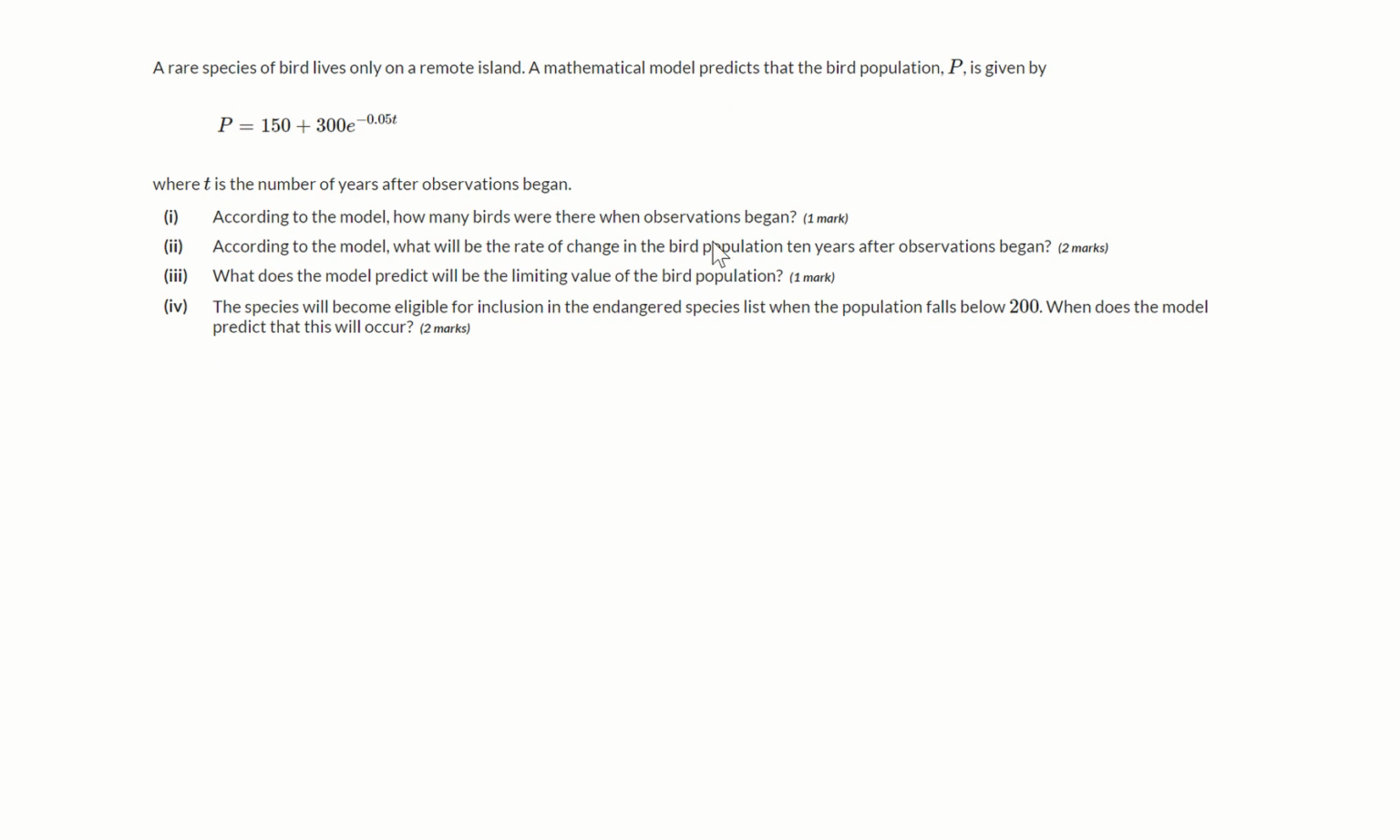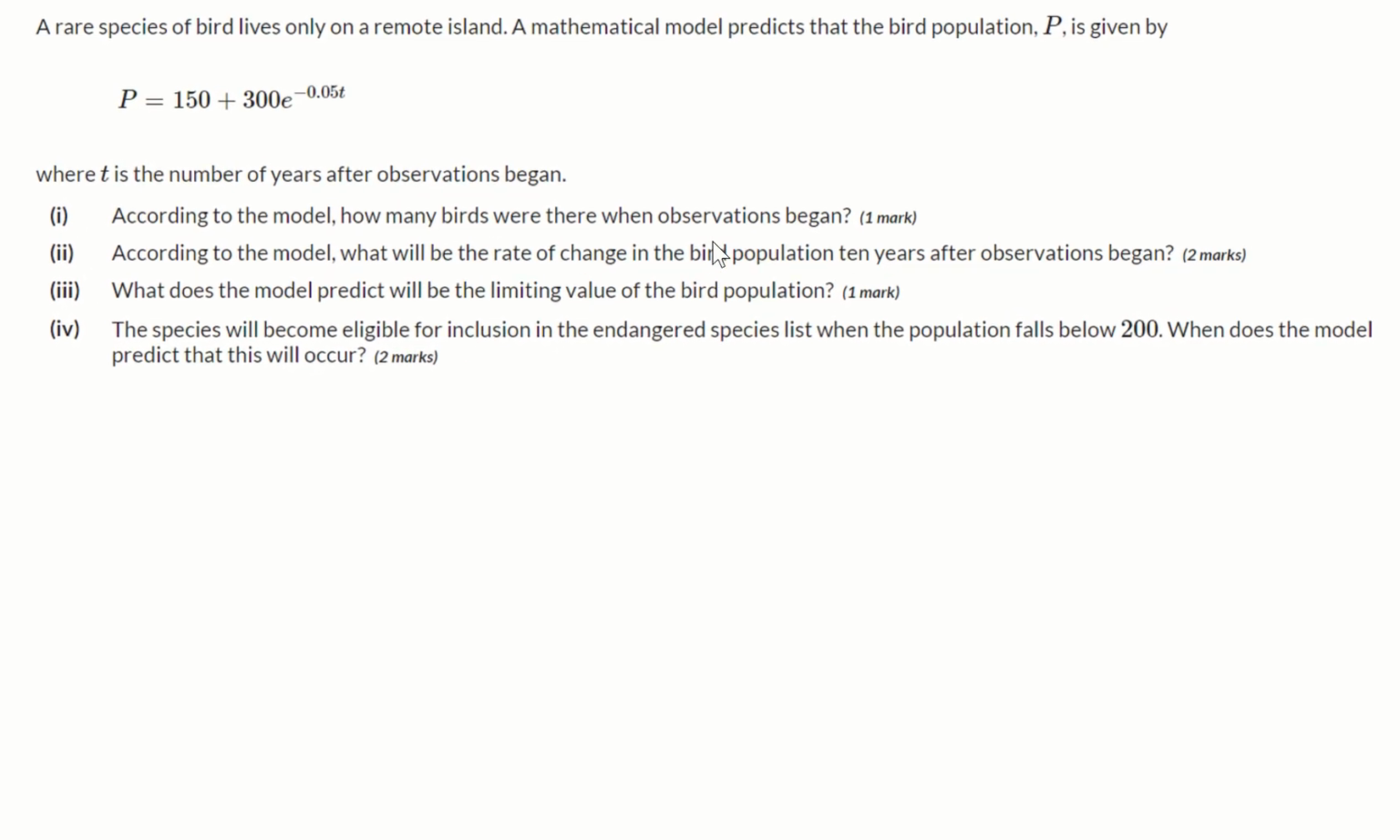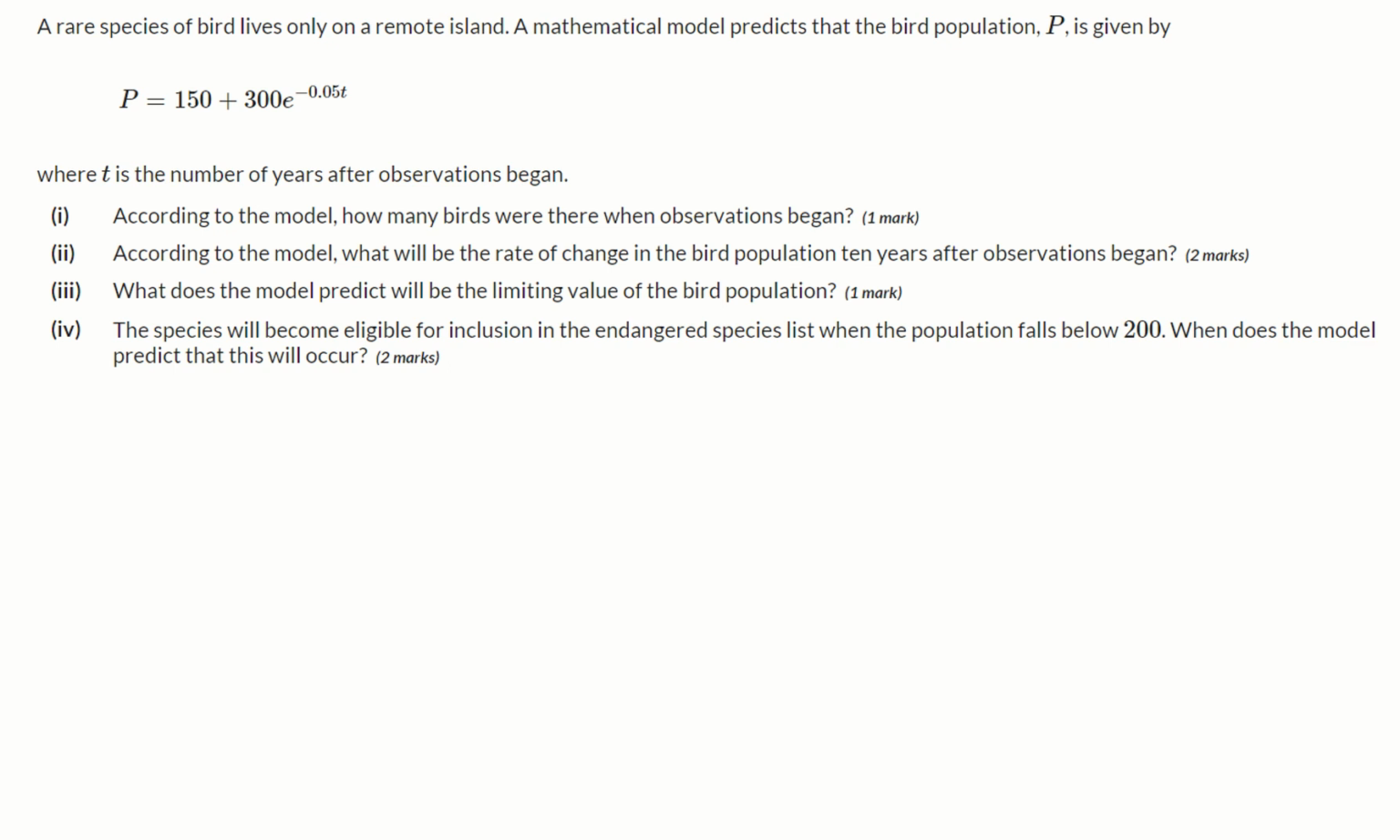Okay, so we are given the population model for a species of birds, and they're decaying because of that negative power. The first question wants us to find out how many birds there were when the observation began. So think about that. When something begins, that's at time is 0. So that's all it is. Another way of saying that is how many birds were there initially. So knowing that, that's when I'm going to sub in time is 0.